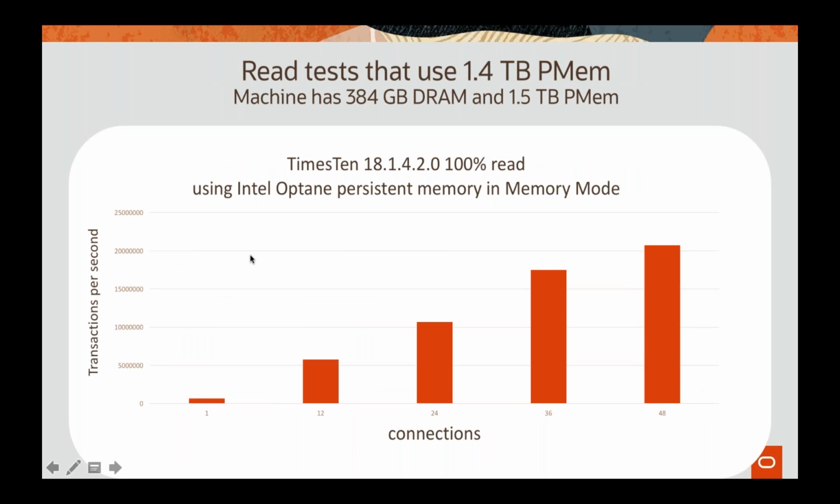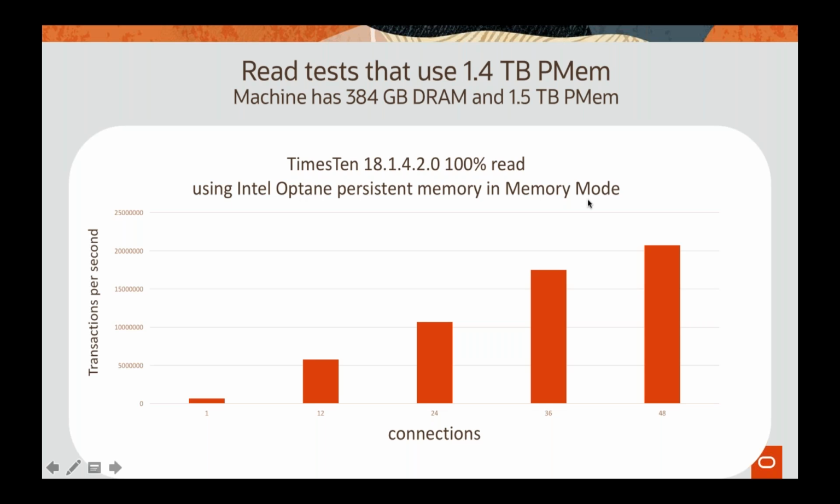So that was all the best case results. Now I'm looking at worst case, the same read tests, but I'm forcing the data to access all the persistent memory. And it turned out I got exactly the same throughput as I did when I'd forced the data to all fit in DRAM. So I'm still getting over 20 million queries per second.